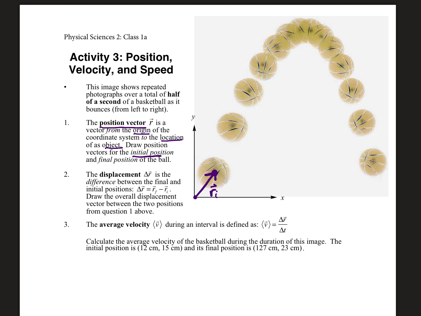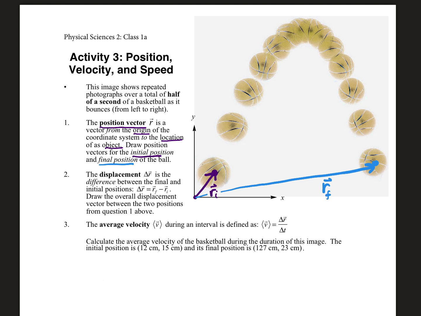Now I'll use a different color for the final position, so we also want to look at the final position of the ball, and that final position vector is just from the origin to that final position of the basketball, right there in the middle of the basketball, and this is just position vector final.